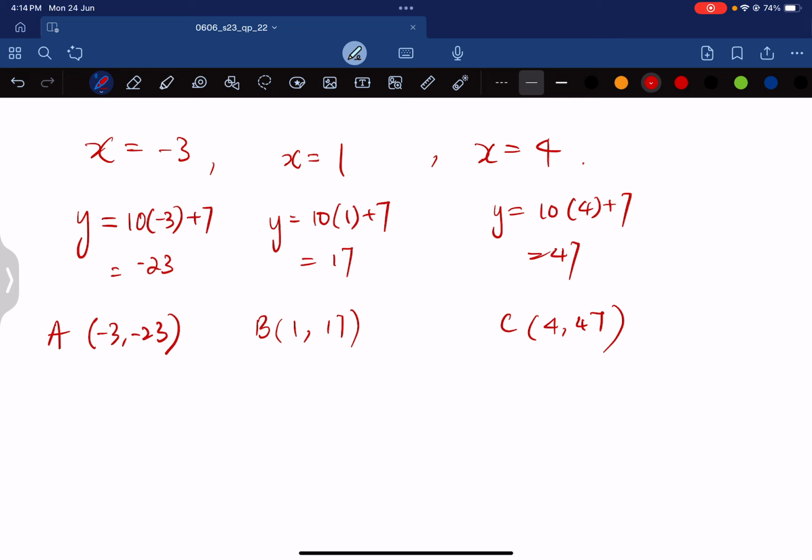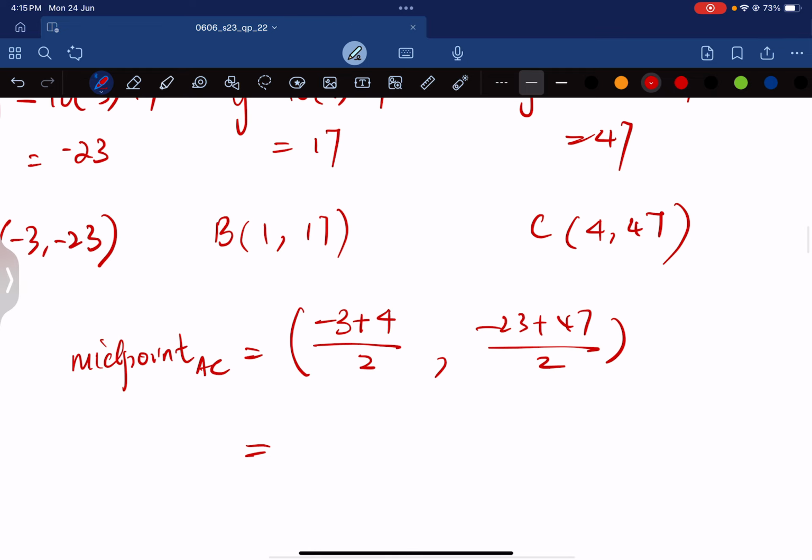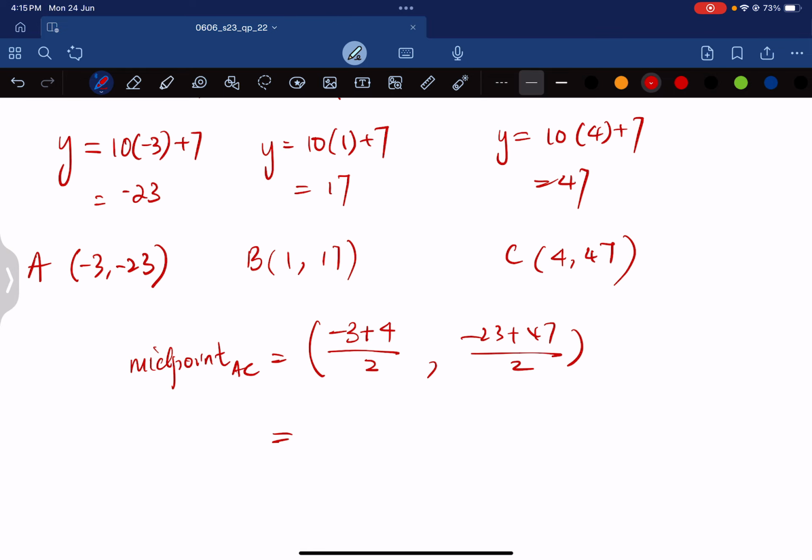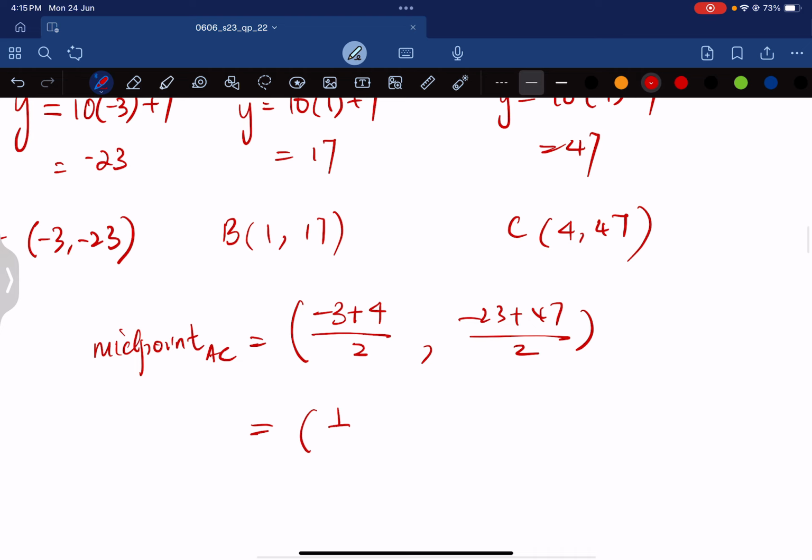So let's see, midpoint of AC would be x1 plus x2 divided by 2, y1 plus y2 divided by 2. So let's see, negative 3 plus 4, so this would be 1/2.